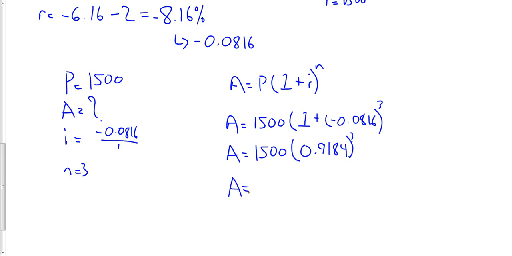So let's solve that piece. That raised to the exponent 3 times 1,500 is approximately $1,161.95. So at the end of those 3 years of investing at negative returns, you would end up having lost a little less than $400. Okay, so your $1,500 investment would actually go down to $1,161.95.